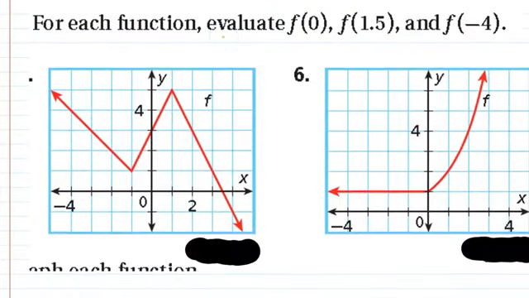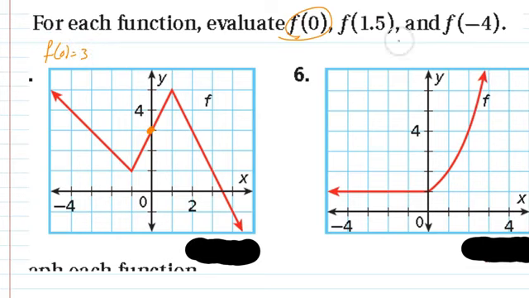Now sometimes they're just going to give you a pretty picture and make your life easy. This asks us to evaluate the functions at 0, 1.5, and -4. All you have to do is read the graph. So for each function, evaluate f of 0. So f of 0 for this would be at 3. So we could say f of 0 will equal 3.